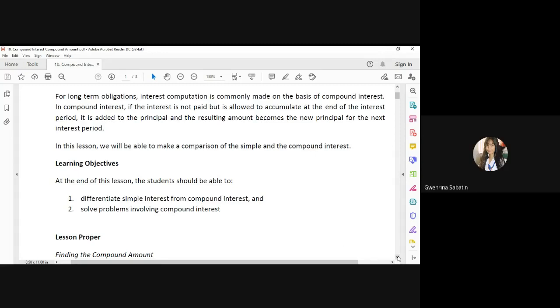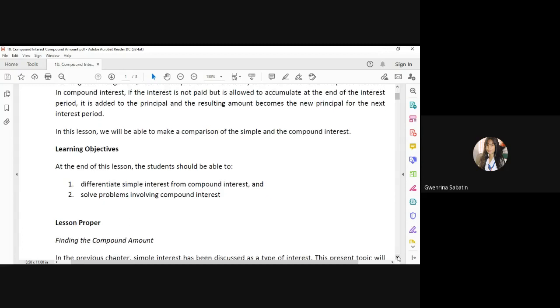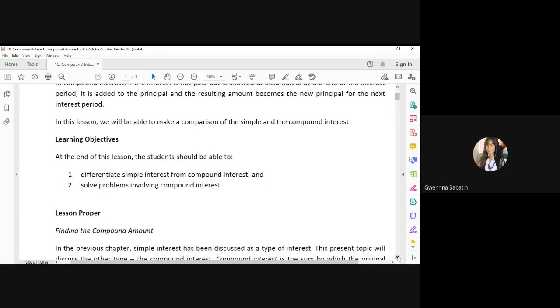Learning objectives. At the end of this lesson, the student should be able to differentiate simple interest from compound interest, and solve problems involving compound interest. Thank you so much. So those are our targets for tonight. So dapat klaro na sa atoa unsa ang difference sa simple interest and compound interest. At the same time, with the help of our formulas for tonight, we'll be able to solve different word problems about compound interest. Thank you so much, Miss Sabatin.